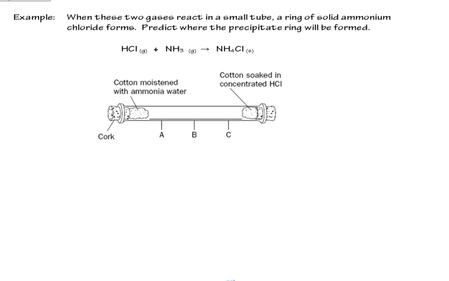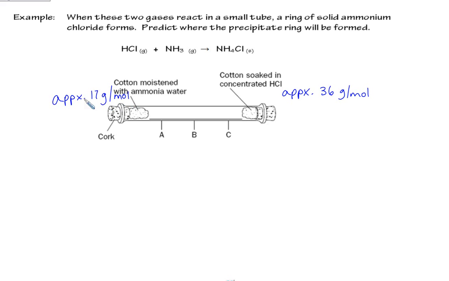So they want to know where the precipitate ring is most likely to be formed. So if I compare the masses of these particles, and again, we can just estimate, chlorine, let's call it about 35. So chlorine and a hydrogen, approximately 36 grams per mole. And ammonia, NH3, let's call that approximately 17 grams per mole.